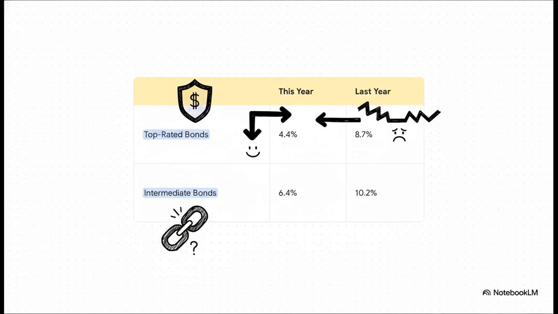So here's our data. We have the yields for these super safe, top-rated corporate bonds, and then the yields for these slightly riskier, intermediate-grade bonds. We have this for both this year and last year. Now, the key is hidden in the spread, the gap between these two numbers. A smaller gap usually suggests confidence. A wider gap, well, that suggests fear.